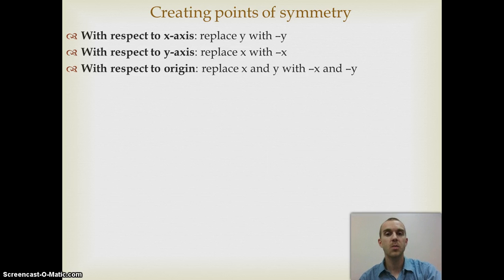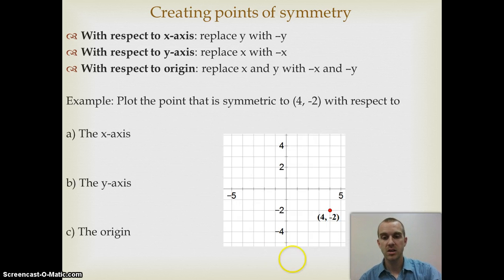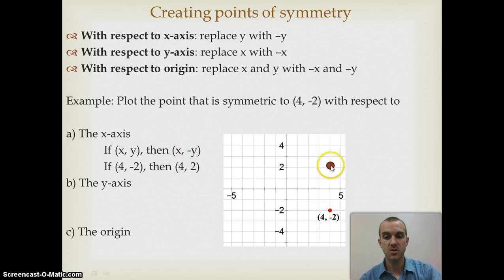So if I want to create points of symmetry with respect to the x-axis, I change the y value. If I want to do it with respect to the y-axis, I change the x value. If I want to do it with respect to the origin, I change both values. So say I have this ordered pair as point 4, -2. If I'm doing it with respect to the x-axis, then I know I'm going to change my y value. So that becomes 4, 2. And if I think about it, here's my line. If I fold across, it would fold up to +2.